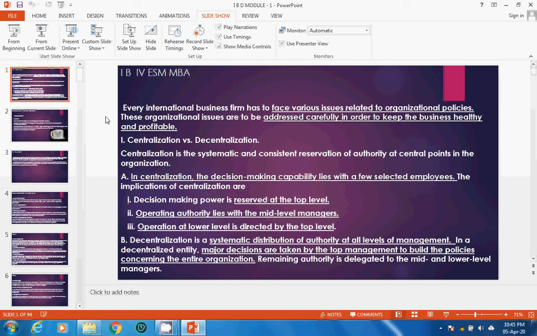As you know very well, every international business firm has to face various challenges related to organizational policies. So, these are to be addressed carefully in order to keep business healthy and profitable.